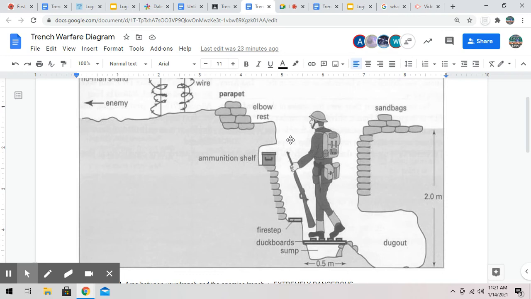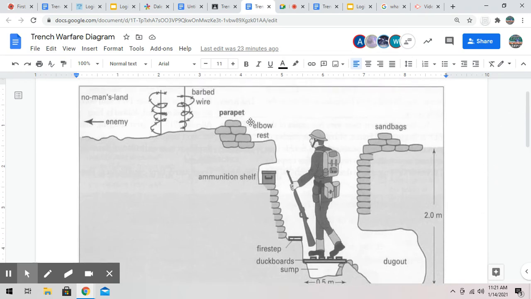All right. So you have the fire step. This allows the occupant to step up so they can see over the trench. You have the ammunition shelf, the shelf where you put your ammo. Elbow rest, the place where you rest your elbow. Parapet. This is a protective barrier where you're just peeking over, because the more of your body that is exposed, the more likely you are to get shot. So that is there as a barrier.